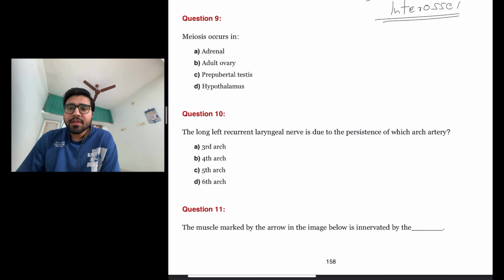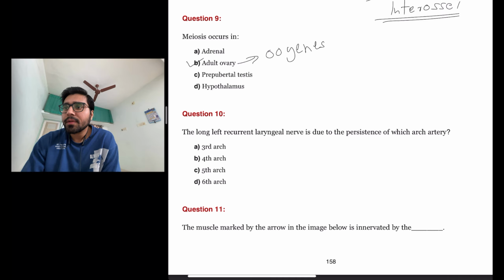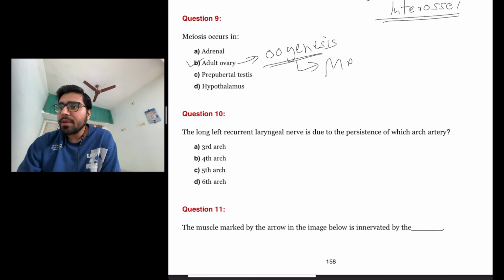The next question is: meiosis occurs in. Meiosis occurs in the adult ovary. We already know the oogenesis process, where the meiosis 1 and meiosis 2 process is involved in the formation of ova.